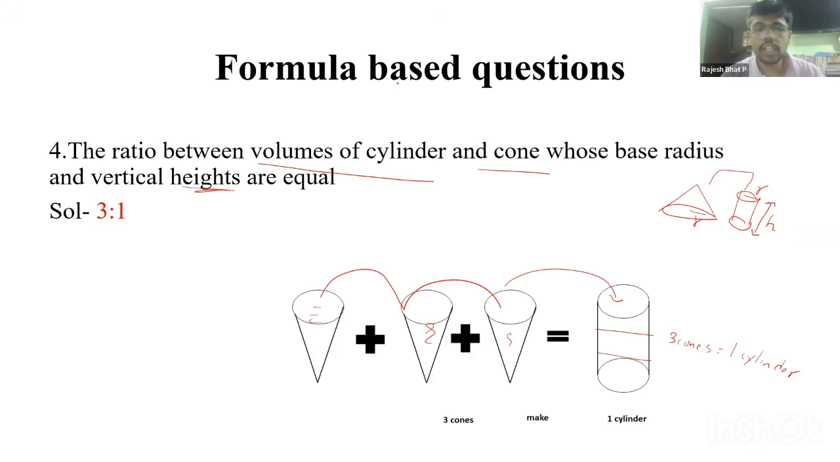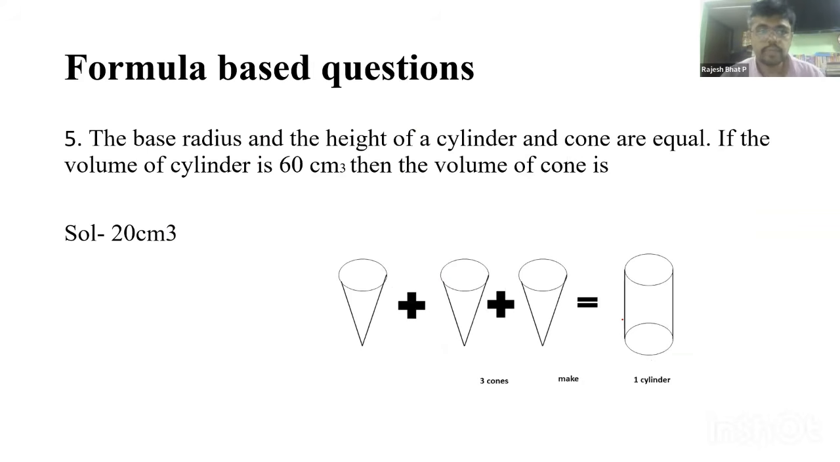Now they're asking what is the ratio of cylinder and cone. So it must be 3:1, right? Because in the cylinder there are 3 parts, 3 cones. If they ask what is the ratio between cone and cylinder, it will be 1:3. So cylinder to cone is 3:1. Now you see the next question.